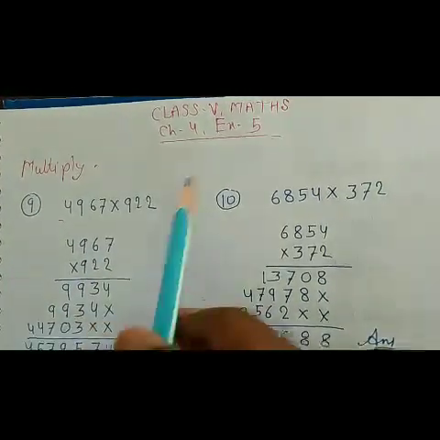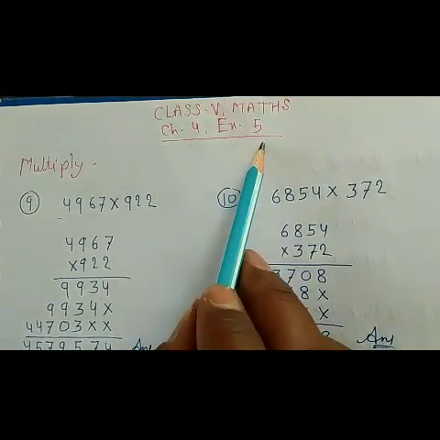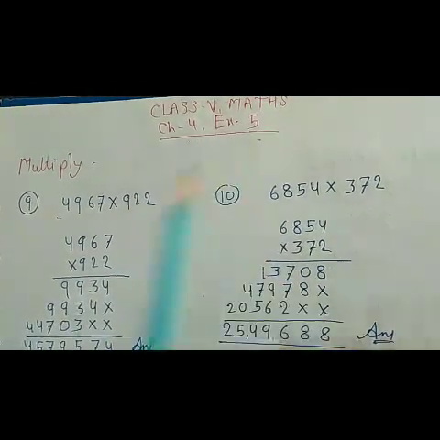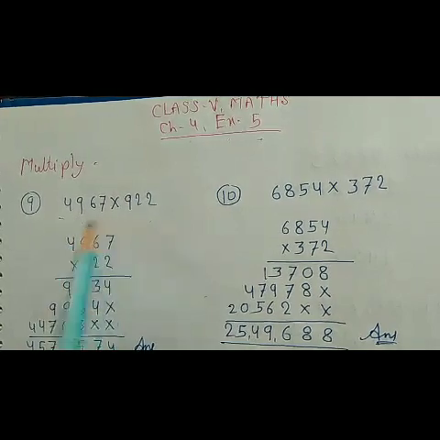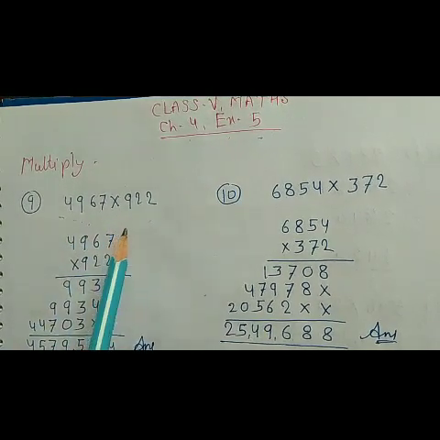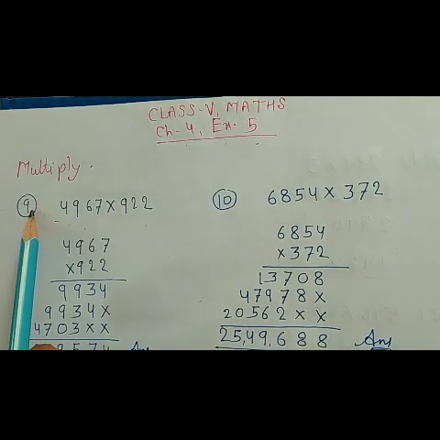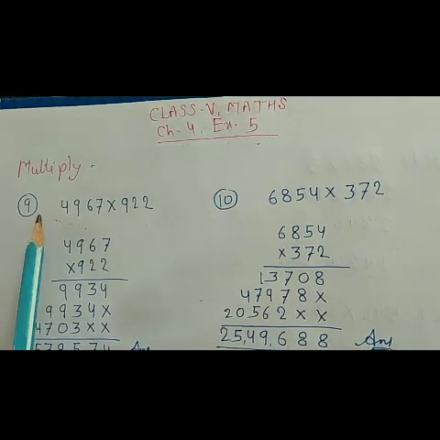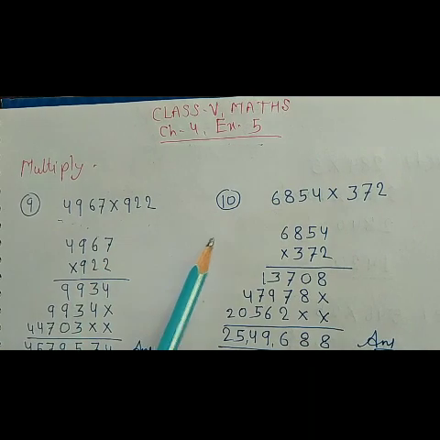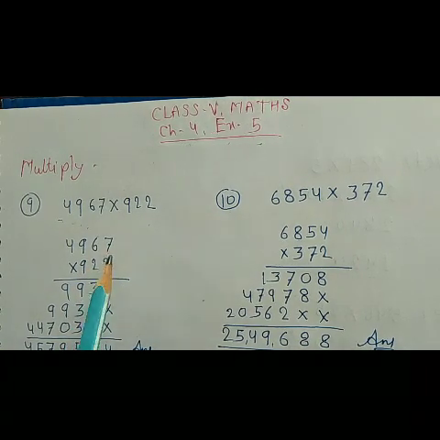Your subject maths, chapter 4, exercise 5. In this exercise we have to multiply these numbers, means we have to find out the product simply. Our question is exercise 5 question number 9. Remaining questions 1 to 8 you will solve by yourself. All the questions are similar.